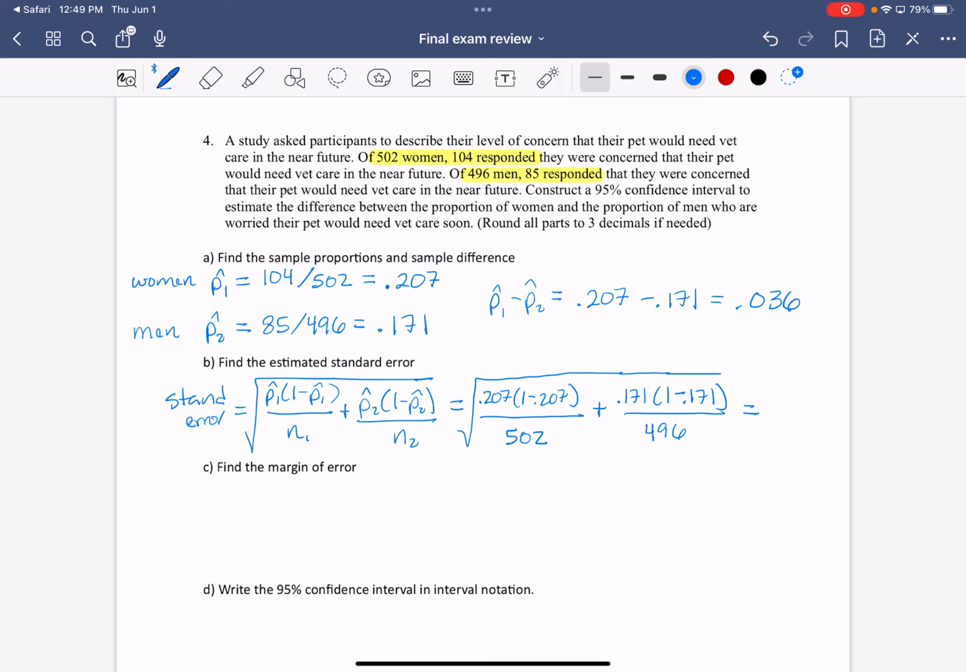Calculator, calculator, calculator. Taking your time plugging that in. Rounding to 3 decimals is 0.025.